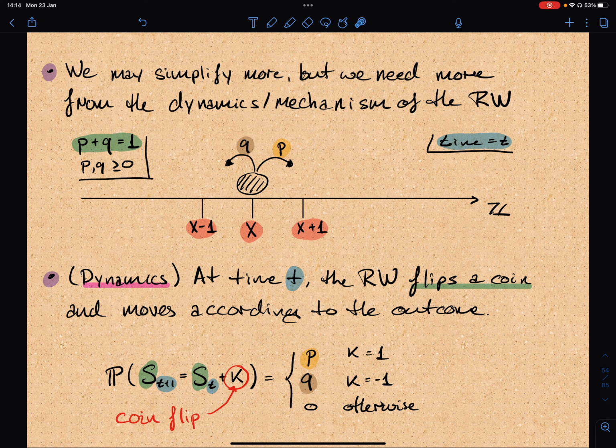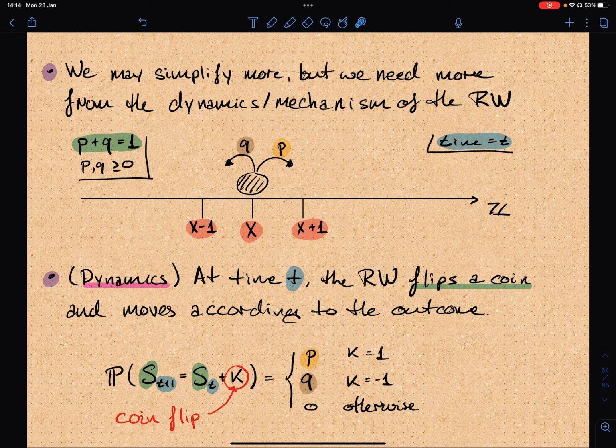p and q don't have to be equal to 1/2, but you either have to move to the left or right, so we have p plus q is equal to 1. And since these are probabilities, they're going to be greater than or equal to 0. So this is my picture for the dynamics of a random walker. It's going to move to the left or right.